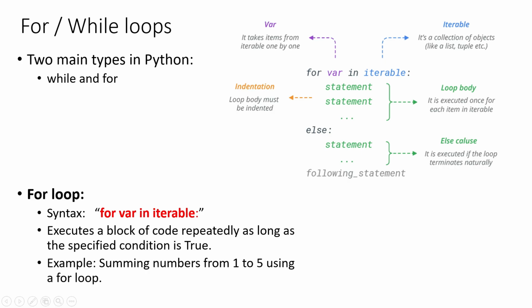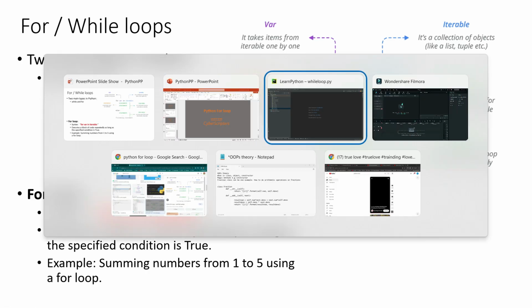So you have a for statement and then a block of code that will be executed as long as items are available in this iterable. And then you can have an optional else statement, similar to the while loop. So let's go to our PyCharm and see our for loops in action.